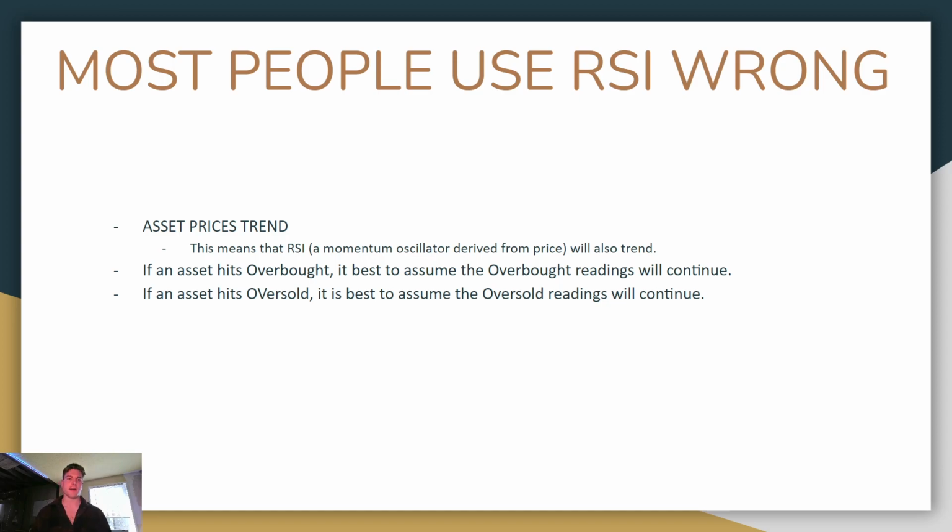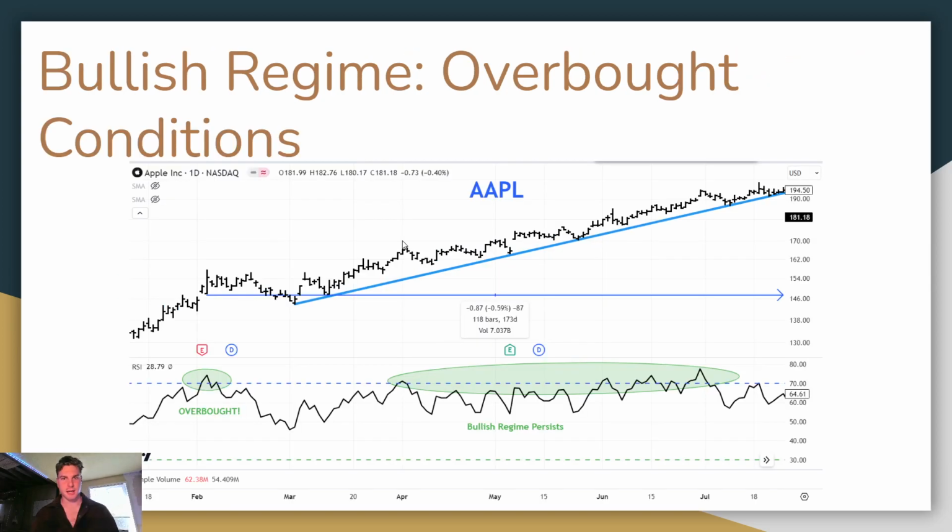But if you know anything about the fat tail principle, you realize that asset prices are not normally distributed. You can see outliers in how long price can remain overbought or oversold. So that's why you want to use RSI the same way you would any trend trading strategy. Assume when something is overbought, it's going to stay overbought, and assume when something is oversold, it's going to stay oversold.